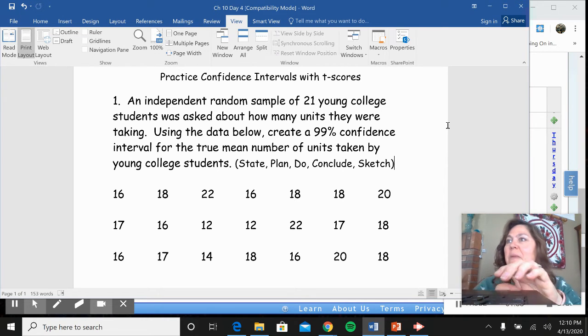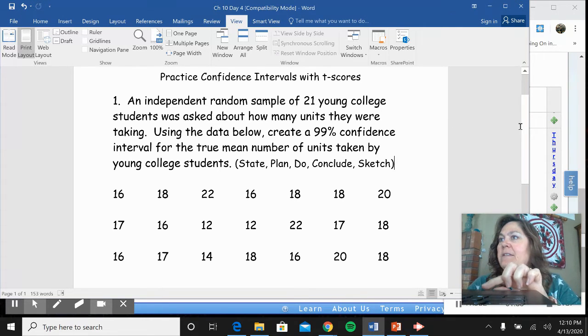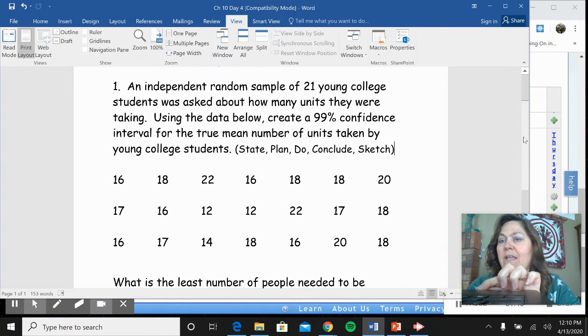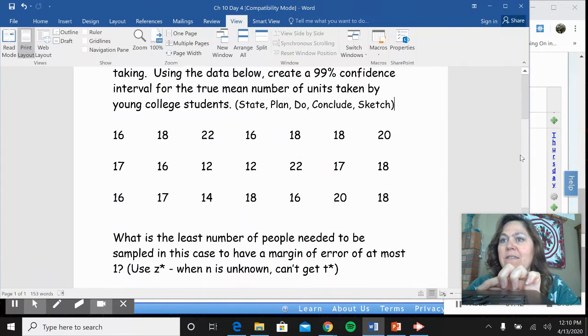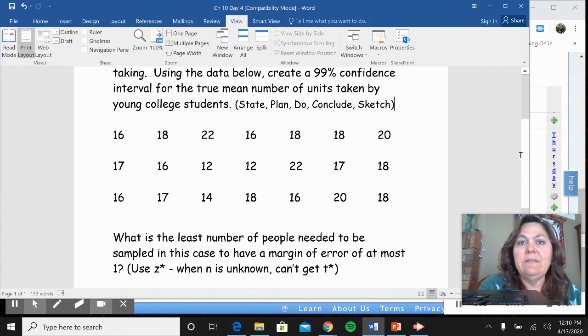Okay, hopefully you got that done. And the next thing that I want you to answer is this. So we learned that we need to figure out how to find N. What sample size should I use, Mrs. Straub, if I want to keep a margin of error here at most to be 1?